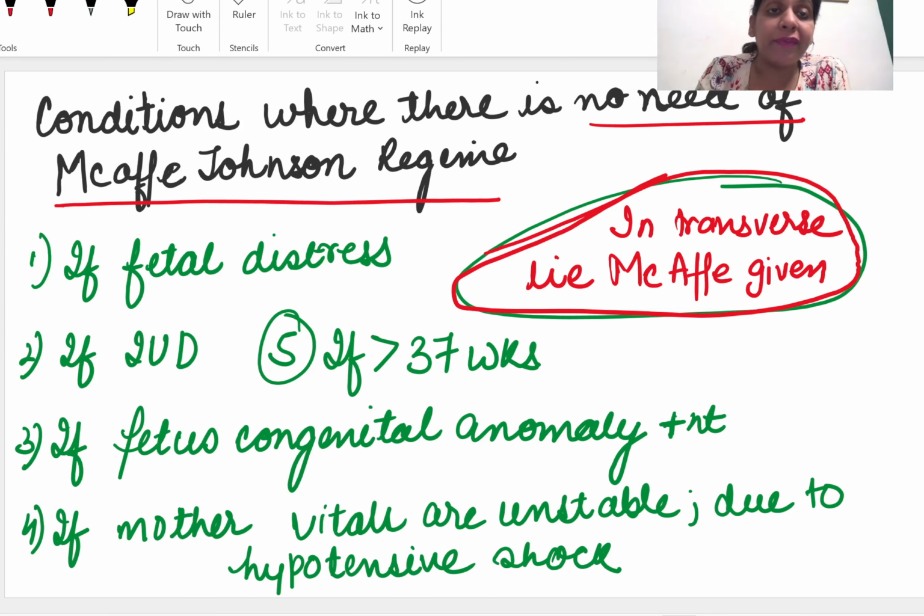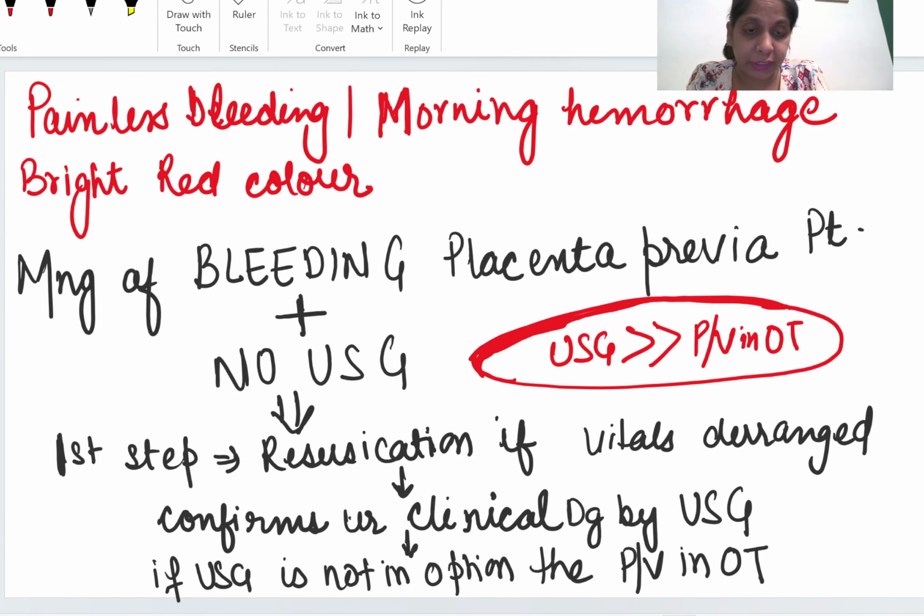Okay, and if the mother's vitals are unstable, it means that the mother is continuously bleeding, then of course you have to choose between the fetus and the mother, and of course you will choose the mother. If there is massive bleeding, then again you have to go for mother survival and you have to do cesarean. Okay, and if the period of gestation is more than 37 weeks, then again no need, it is already a term fetus, right? Do the cesarean. Even at the warning hemorrhage, do the cesarean. Okay, in a transverse lie, then you can give conservative management, right? So conservative management is basically for the fetus, if it is a premature fetus.